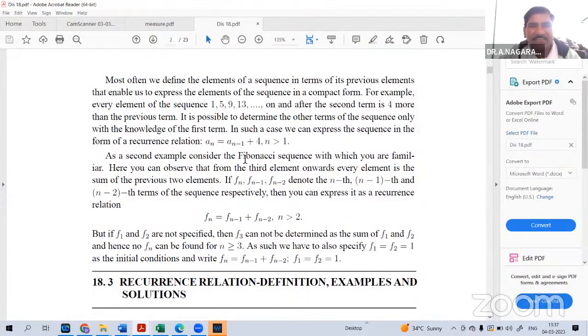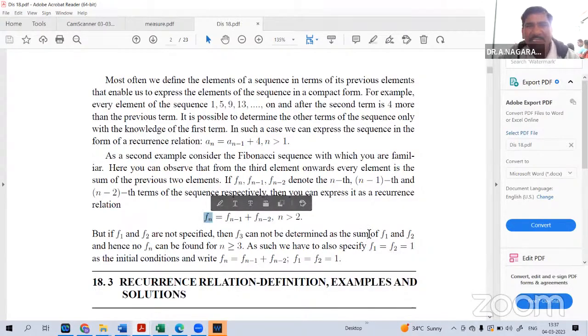Second comes the Fibonacci sequence. Fibonacci sequence means f_n equal to f_(n-1) plus f_(n-2). This is the formula for that. Taking any previous two terms and adding them, I will get the new term.